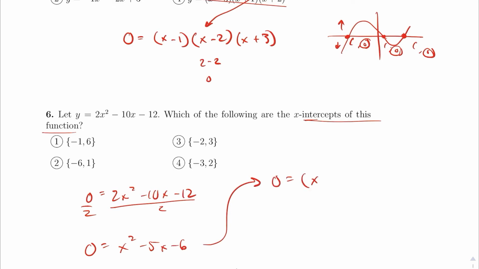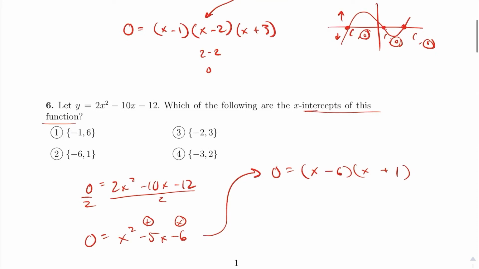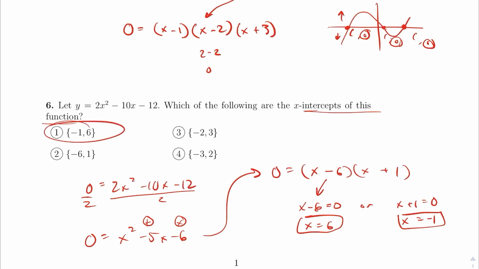And now we can solve this with sum and product factoring. We're looking for two things that sum to negative 5 and have a product of negative 6. It looks like that's going to be negative 6 and 1, but don't take my word for it. You should definitely check it. This is not the solution, though. In order to make this equal to 0, we need x minus 6 to equal 0, so x is equal to 6, or x plus 1 to equal 0, and then x is equal to negative 1. So it looks like choice 1 is our first answer.